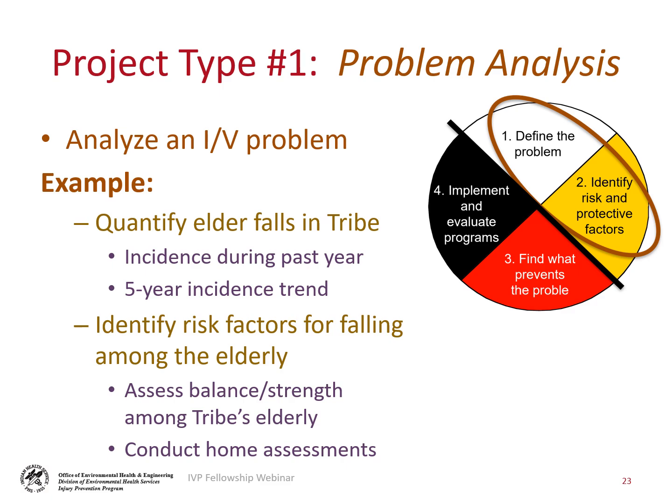The project would also seek to understand the risk and protective factors for elder falls in the tribe. The project might conduct various types of assessments, such as assessing the balance and strength among the tribe's elderly members. It might also conduct home safety assessments to specifically identify risk factors for falling and to identify protective factors in each home and help ensure those remain in place and are effectively used. Notice for these projects, the emphasis is on understanding the problem of falling and its risk or protective factors.